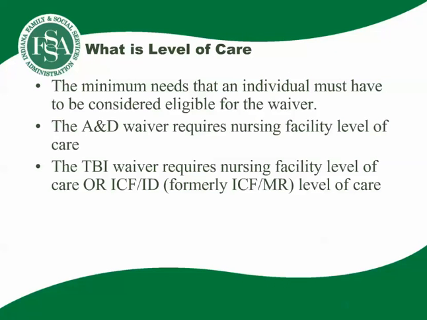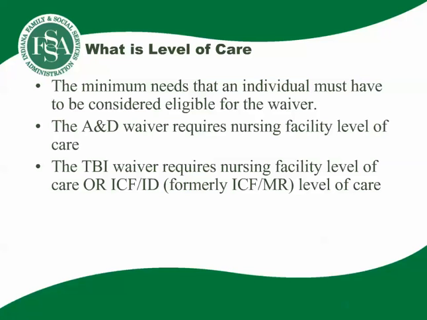To start with, let's talk about what is level of care. Level of care is a term we use to describe the minimum needs that an individual must have in order to be considered eligible for a waiver program. The Aged and Disabled Waiver Program requires what we call nursing facility level of care. This means that it is the exact same eligibility criteria for the Aged and Disabled waiver as there would be for the nursing home pre-admission screening process. So a waiver recipient needs to have the exact same level of needs that someone would have in order to be deemed eligible to enter a nursing facility under Medicaid rules.